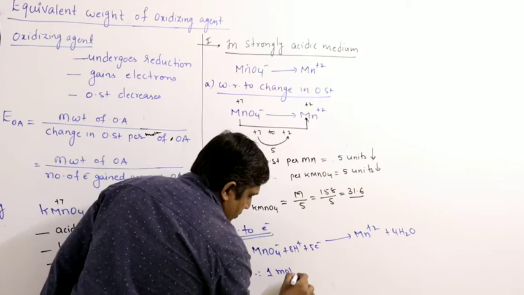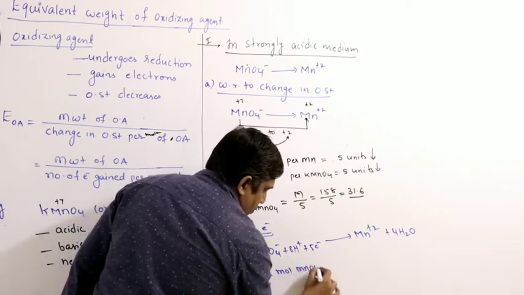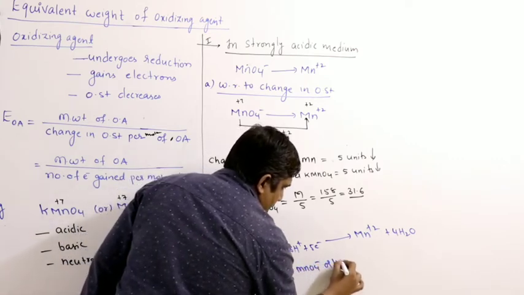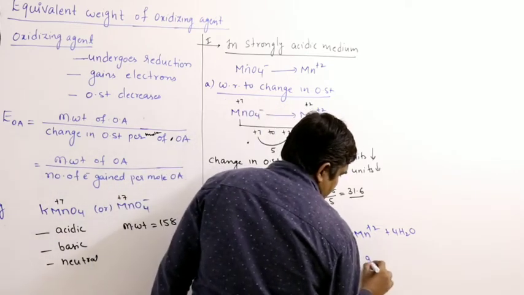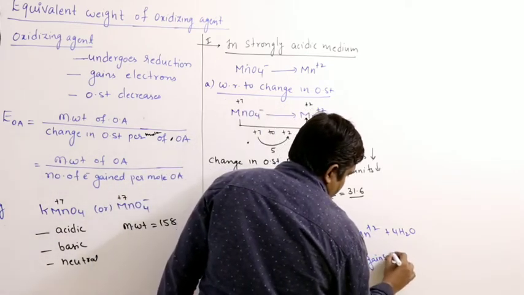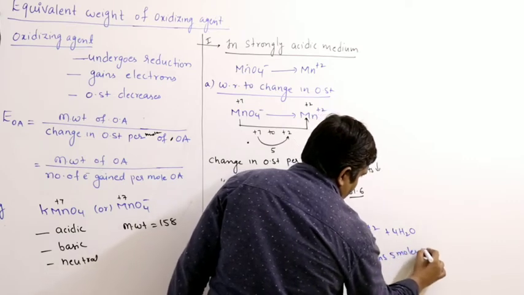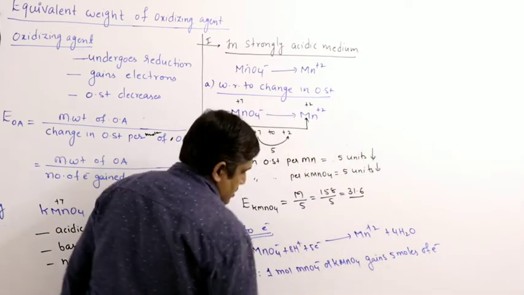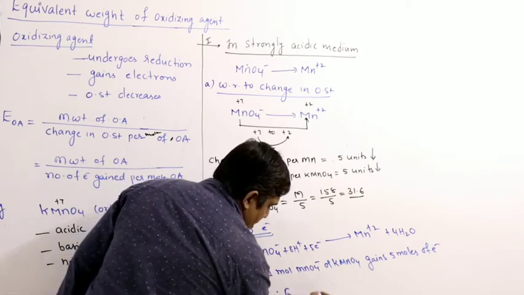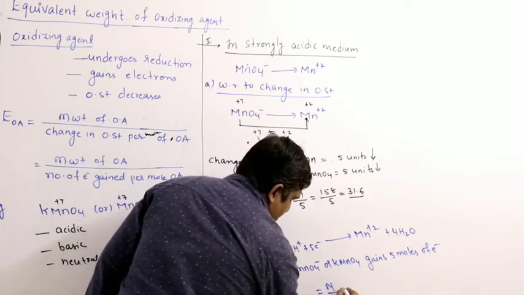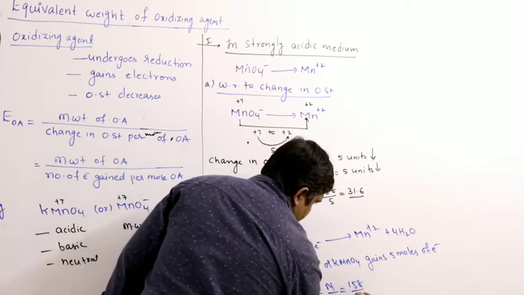1 mole of MnO4 minus or KMnO4, potassium being a spectator ion, gains 5 moles of electrons. Therefore, the equivalent weight of KMnO4 is molecular weight by 5.